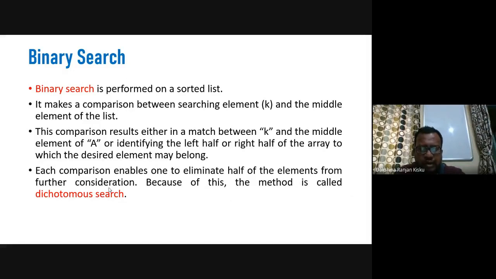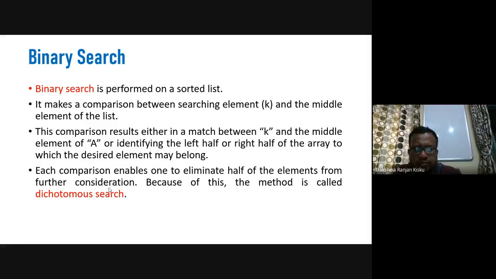Either we can eliminate the left half or the right half. So we perform this division repeatedly on the given list. If we first go for the division of the initial list, then we can have the two halves, based on the middle element of the list.